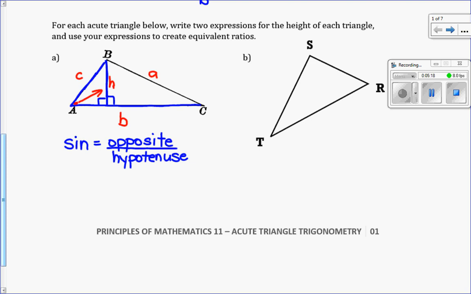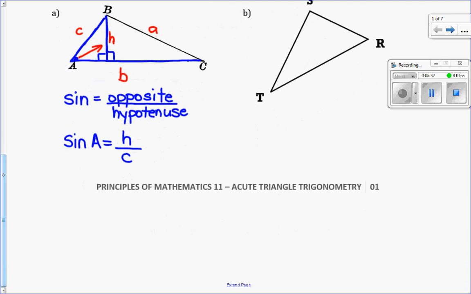So sine of angle A, if you were standing in angle A's corner, would be opposite, which is h, over hypotenuse, which is c. Now if I do a little bit of algebra and rearrange this equation by multiplying both sides by c, these two c's cancel each other out, and I'm left with c times sine A equals h.